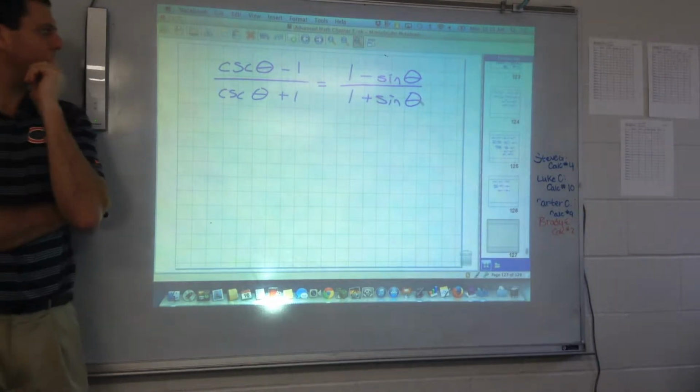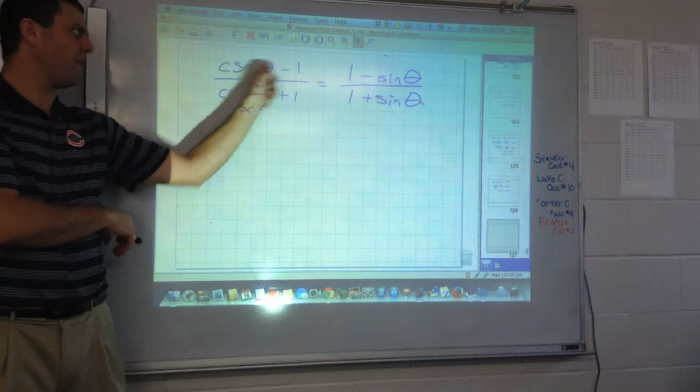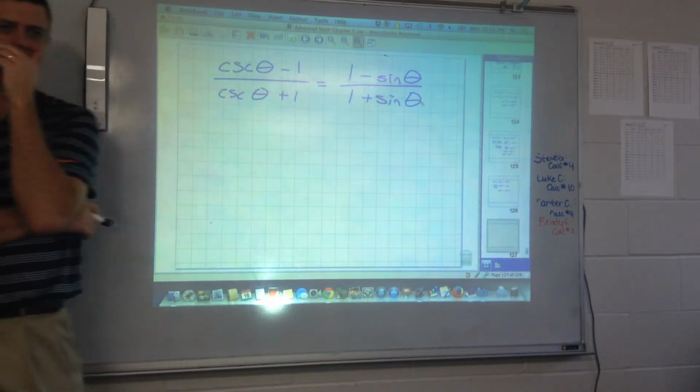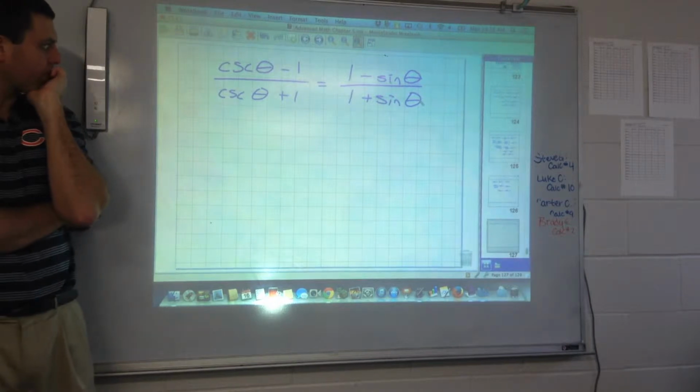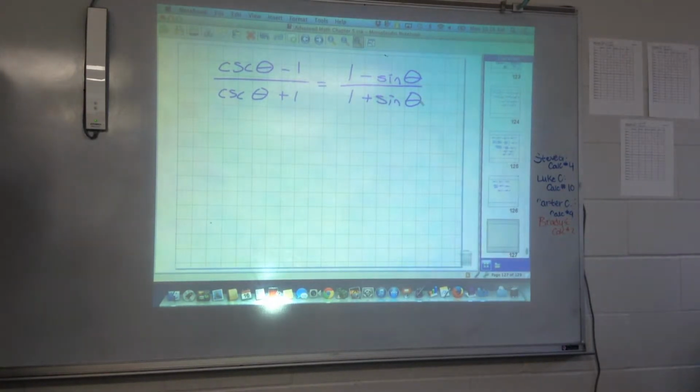Now I think you could maybe get there a different way too. I think you could change these to 1 over sines and then do common denominators and simplify from there. Okay? I think that would work as well. So if you don't recognize that trick, that could definitely be a possibility.